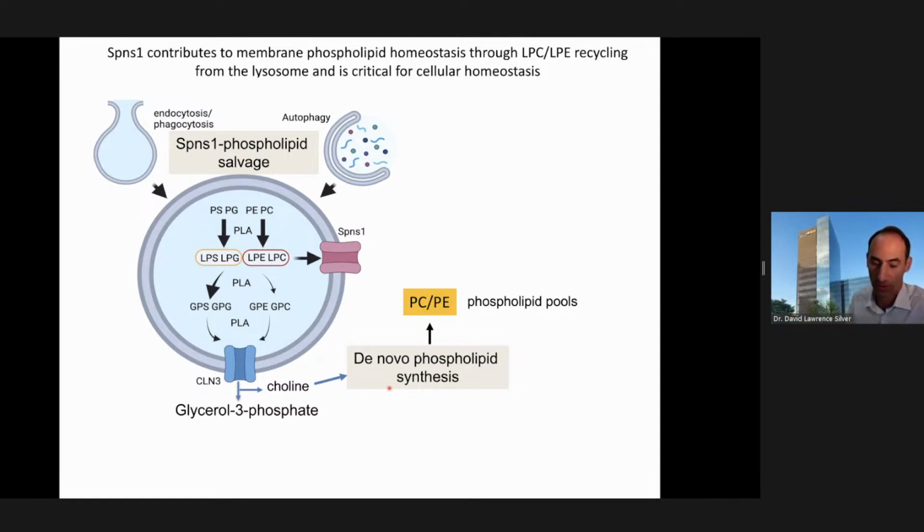SPNS1, on the other hand, mediates the efflux specifically of LPE and LPC from the lysosome, contributing to phospholipid pools. And so we can conclude that SPNS1 contributes to membrane phospholipid homeostasis through LPC and LPE recycling from the lysosome, and is critical for cellular homeostasis. And again, in animals, the major phenotype that we've seen is liver inflammation.